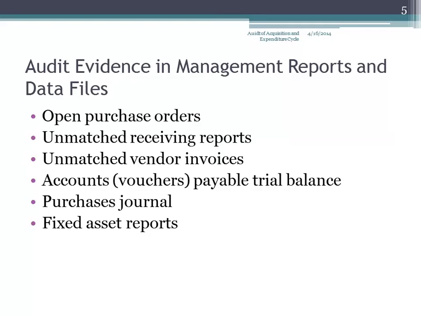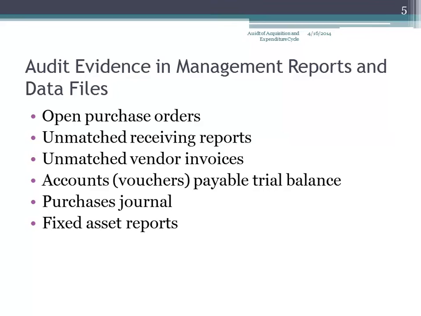So if it's an unmatched receiving report, they've received goods that were not matched to a purchase order, which would be a breakdown in internal controls. Or the goods were received and they were ordered, but they didn't do the match. They didn't perform the matching, which is also a breakdown, meaning the control is not working. Any unmatched vendor invoices, because again, this can indicate outstanding payables or unrecorded payables.